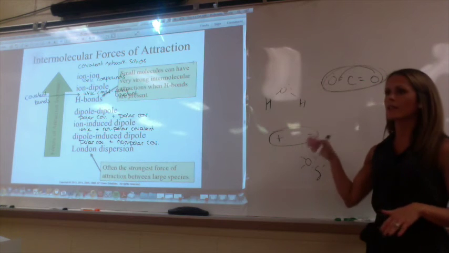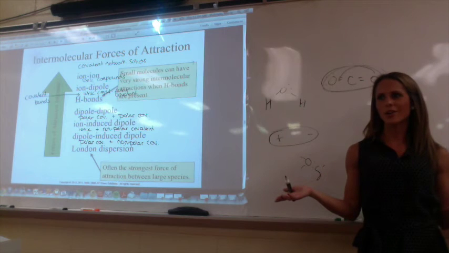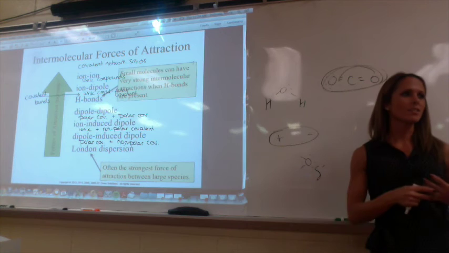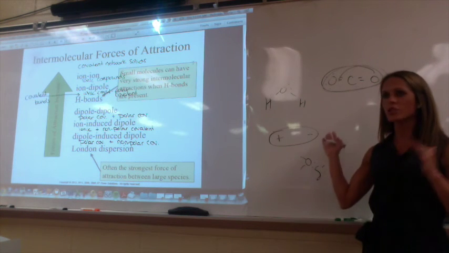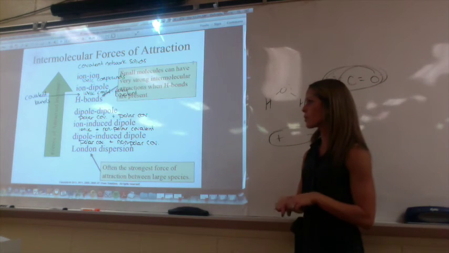And I'll talk more about carbon dioxide, because you know that eventually the carbon dioxide goes away, right? What is that called when your soda goes flat? I'll talk about that in the gas laws section. But for right now, you just have to know how they mix, and they mix through dipole-induced dipole forces.